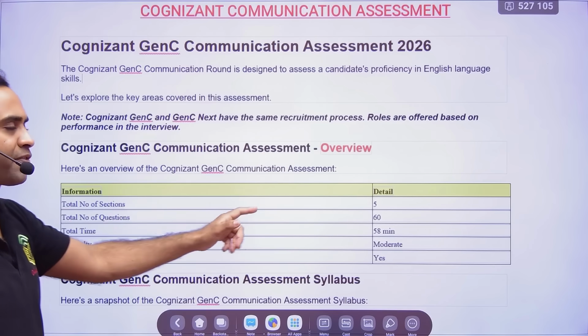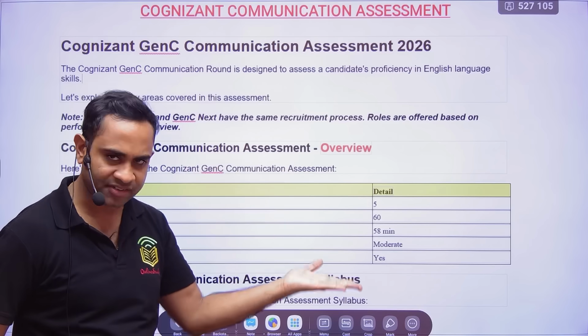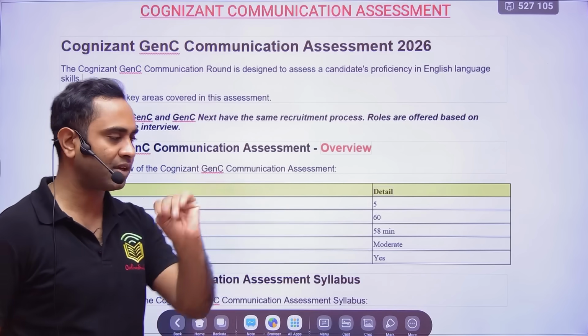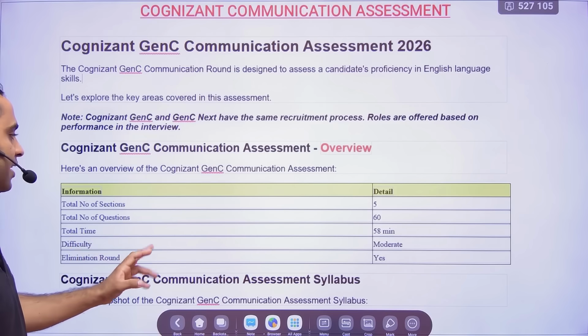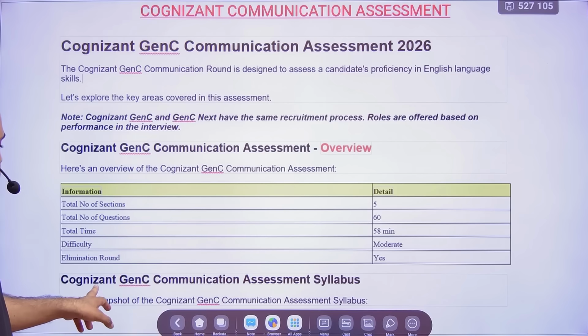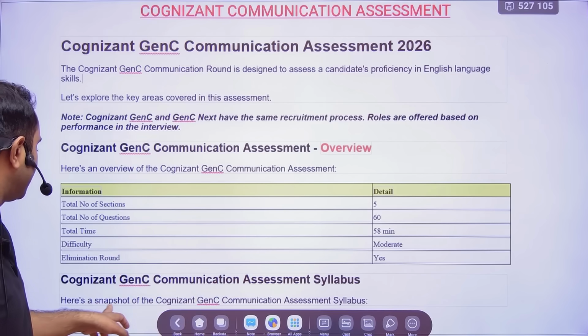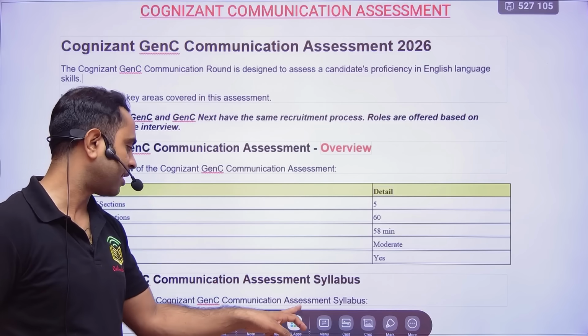The total number of sections is 5. Till yesterday's video which I had made, I had told 4 rounds. Total number of questions is 60. Total time is 58 minutes. Difficulty level is moderate. Elimination round, yes. Cognizant GenC communication assessment syllabus. This is a snapshot of the Cognizant GenC communication assessment syllabus.